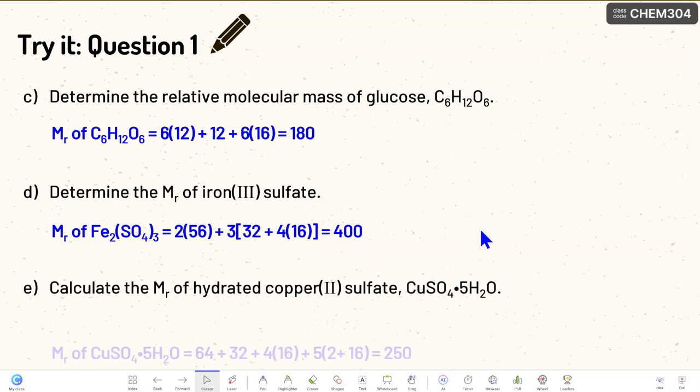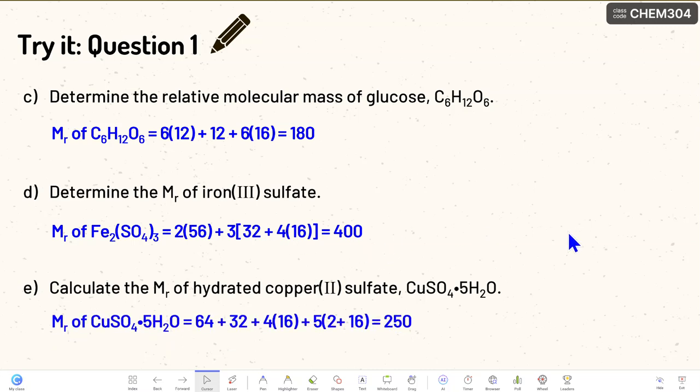Okay, this one is very special. There's a dot here. What does it mean? This is water of crystallization. It simply means 1 unit of copper sulfate is joined to 5 units of water. So for every 1 unit of copper sulfate, there are 5 units of water. In other words, they must be added. So the dot means add 5 units of water. So the Mr is equal to 250.